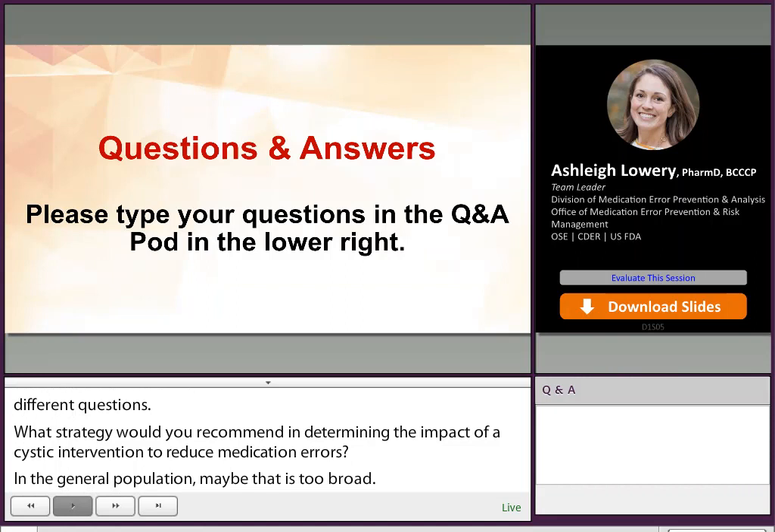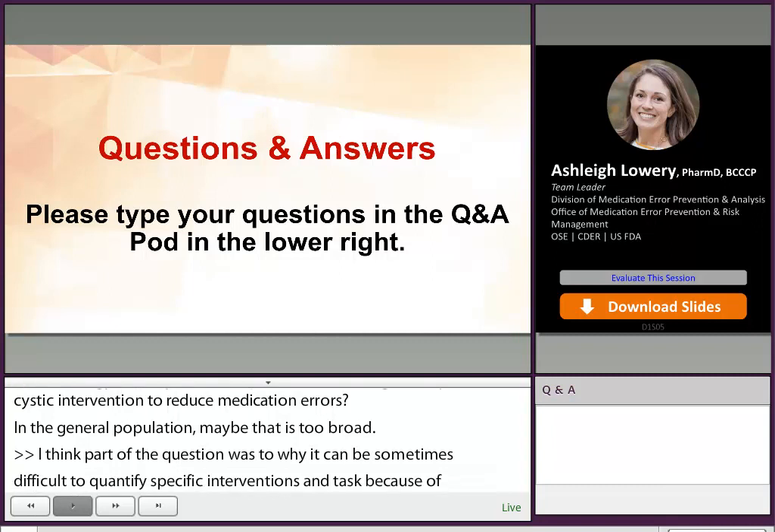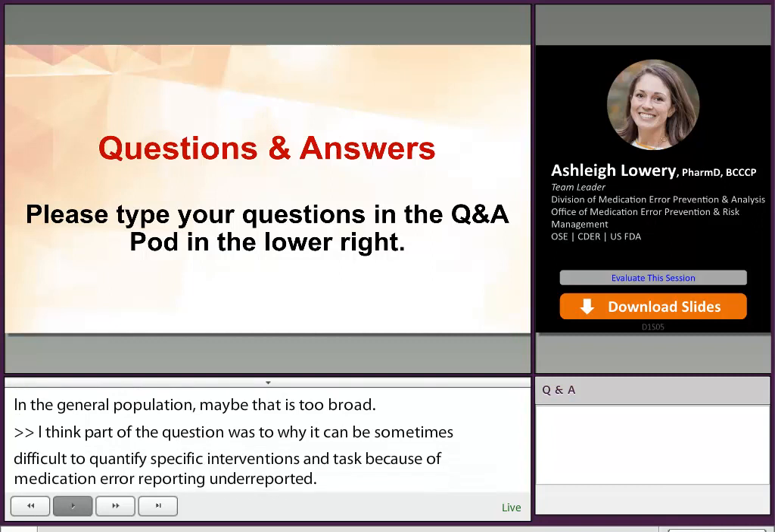Sure. I think part of the presentation alludes to why it can sometimes be difficult to quantify a specific intervention's impact, because medication errors are underreported. But we will monitor in our surveillance processes for additional or continued errors, or a reduction in errors, after a change is made.